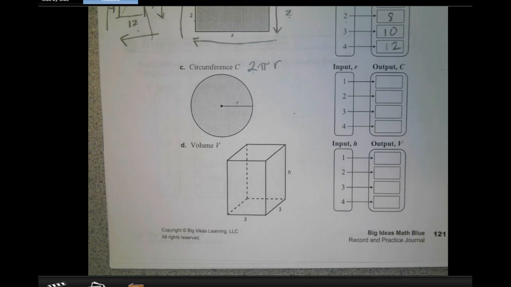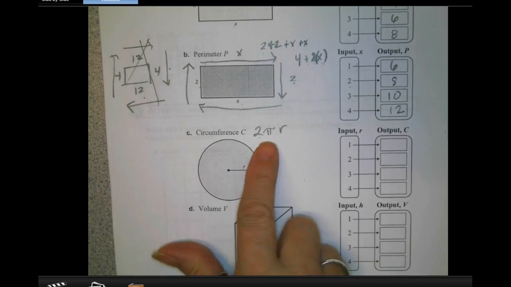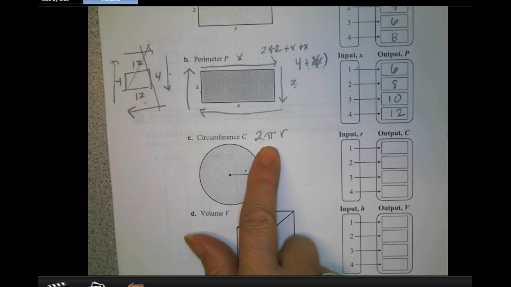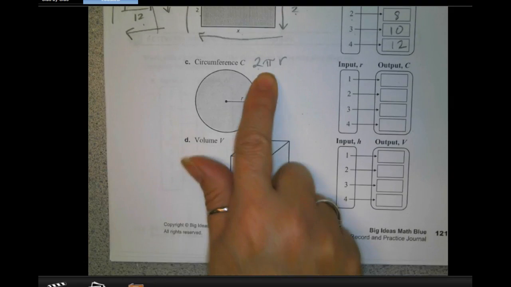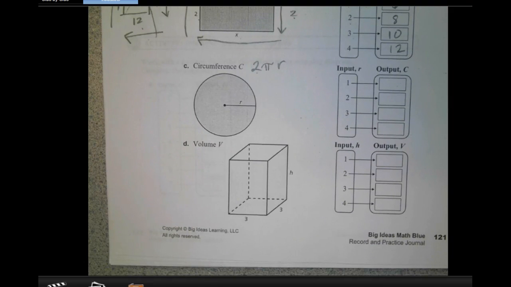Because D we can do. Yes, question? C is asking for circumference where you have to multiply by pi. Okay? You guys don't have a calculator where you can multiply by pi. We can use 3.14, but then you'll all have a different answer. So I'm just going to skip it altogether.